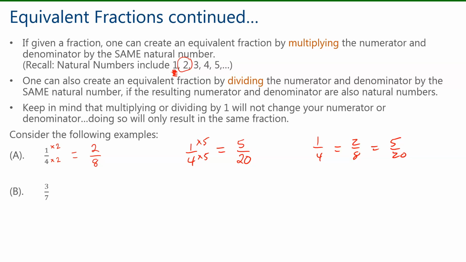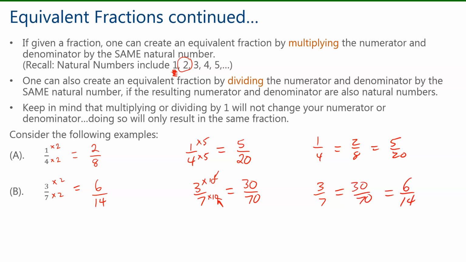But 3/7. Let's go times 2 again. Why not? That's the easiest natural number to multiply by. So 3 times 2 is 6. 7 times 2 is 14. I could have started with 3/7 and multiplied by 10 and 10. Notice it's the same natural number that I'm doing each time. 30/70. So we could say that 3/7 and 30/70 and 6/14 are all equivalent fractions.